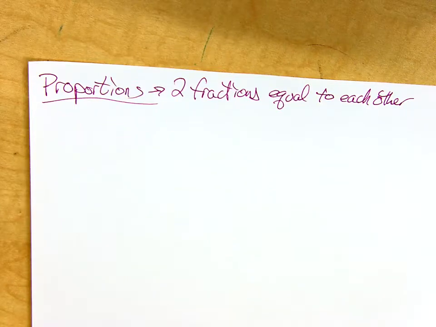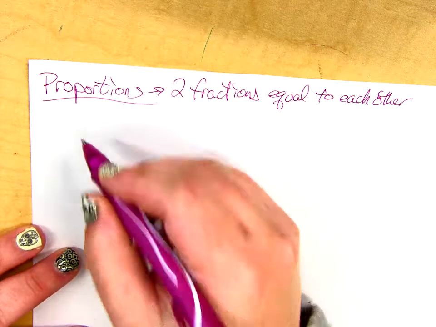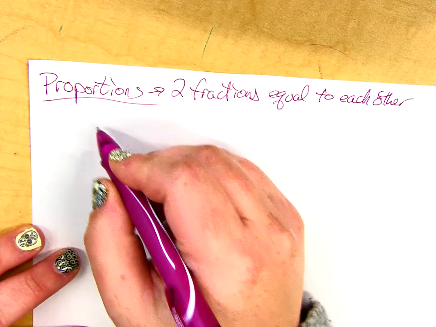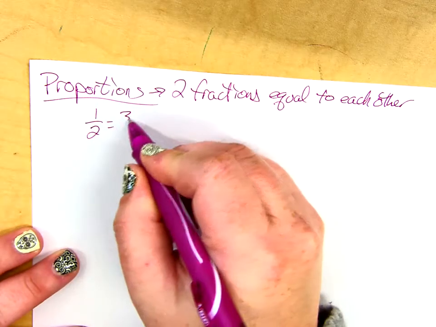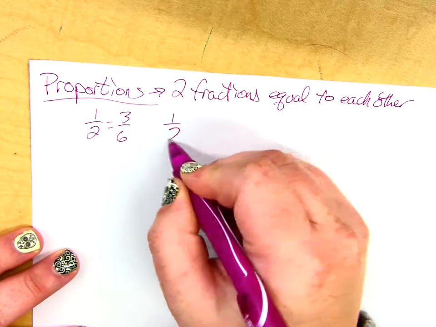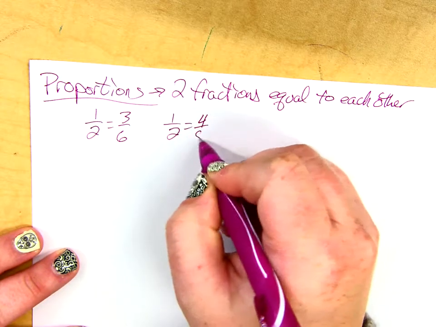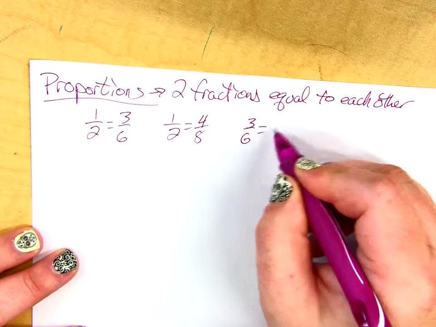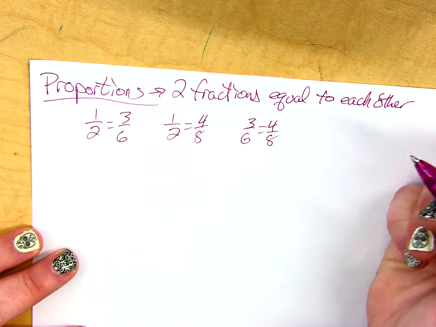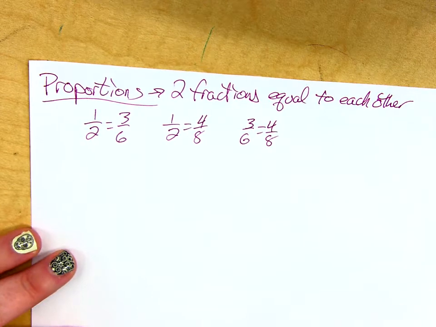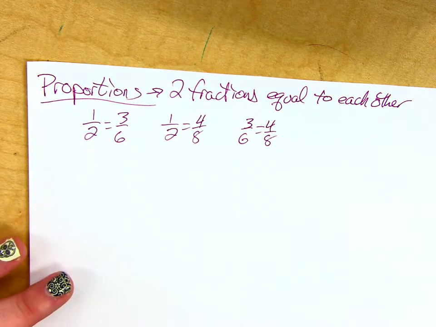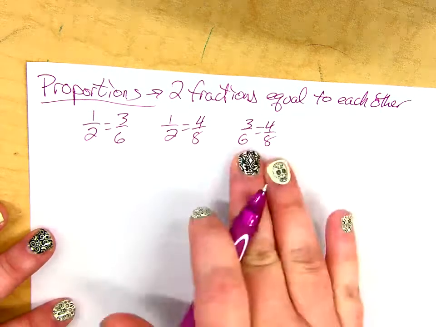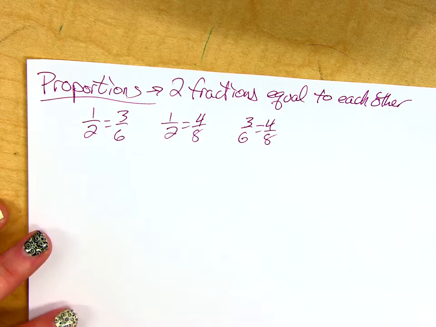Okay, we're talking about proportions. Two fractions equal to each other. So for example, give me a fraction that's equal to a half. 3/6, sure. 3/6. Someone else said 4/8. So does that mean that 3/6 is equal to 4/8? Yeah, they're all equal to a half. Right? So all of these are proportions.